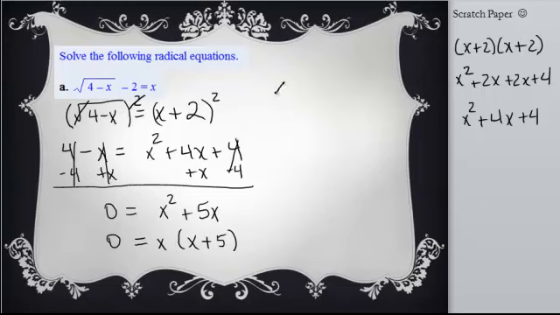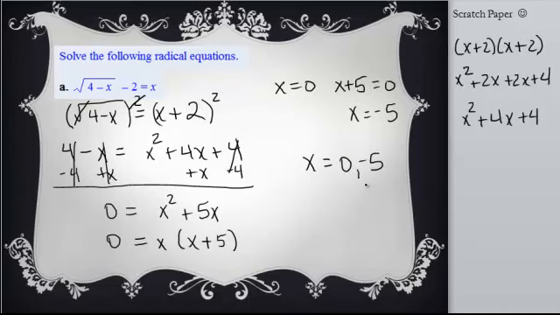Now you need to set each of those factors equal to 0. x equals 0 or x plus 5 equals 0. Subtract 5 from both sides, so x equals negative 5. So your two solutions for this equation are 0 and negative 5. However, you do need to go back and check those.